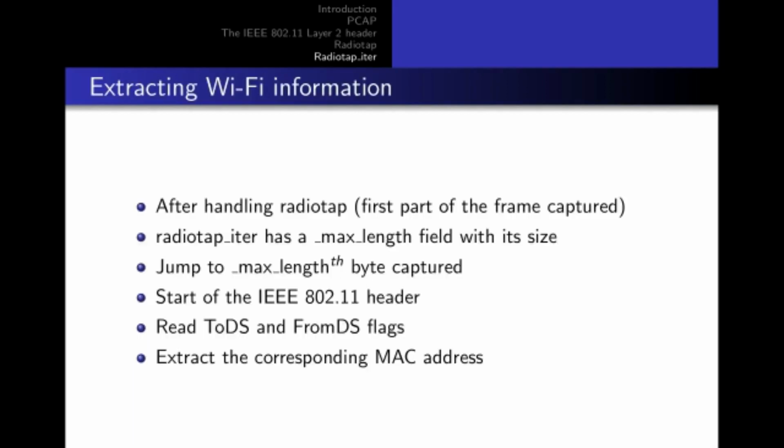So, to extract Wi-Fi information after handling Radiotap, which is the first part of the captured frame, you have a max_length in the Radiotap iterator, which contains the full size of the Radiotap header. Then you jump to the next byte after the max_length, and there you start the ieee80211 header, which is the layer 2 header in which you have the MAC addresses. You read the to DS and from DS flags and extract the corresponding MAC addresses.